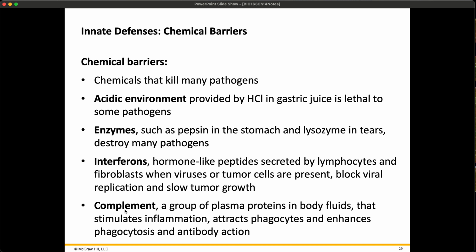And then complement. Complement is a group of plasma proteins and fluids. It stimulates inflammation. That helps to do all those processes that we said inflammation can accomplish. Complement can be pretty upsetting. That's one of the things when people were having large reactions to COVID in the beginning. A lot of times we were talking about this complement cascade, where they were having all of this inflammation in their lungs because the complement was going there trying to stop the virus from spreading, but it was causing this overreaction.